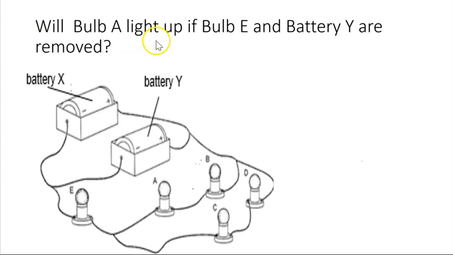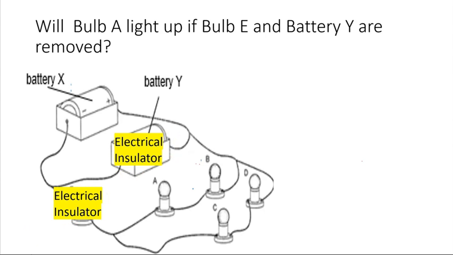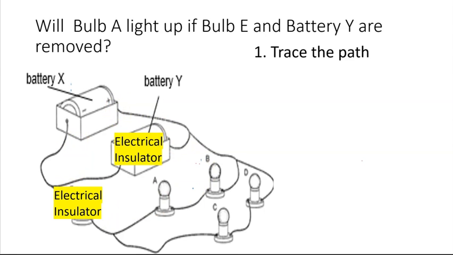Will bulb A light up if bulb E and battery Y are removed? When we say bulb E and battery Y are removed, we mean that there's now a gap here. The gap is actually the air. So, the 2 gaps are electrical insulators. Now, let's trace the path from battery X to bulb A, like this.